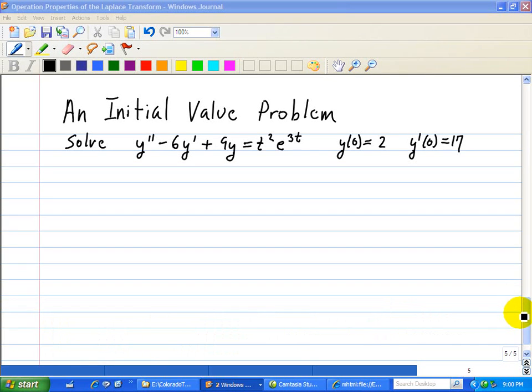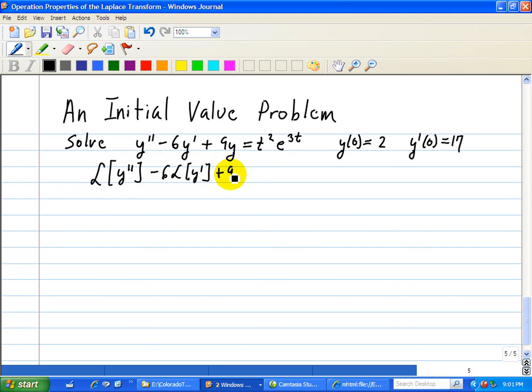Okay, we're going to solve another initial value problem using the Laplace transform technique. We're going to solve the following second order equation with its two initial conditions shown here. So we'll take the Laplace transform of y double prime, minus the Laplace transform of 6y prime, plus 9 and the Laplace transform of y, and the Laplace transform of t squared e to the 3t.